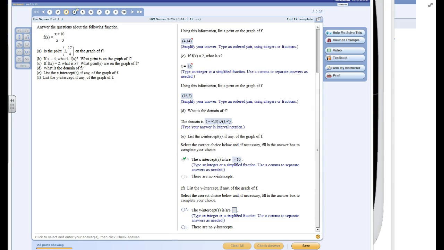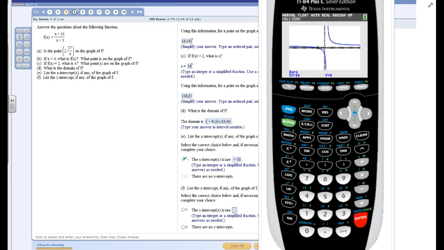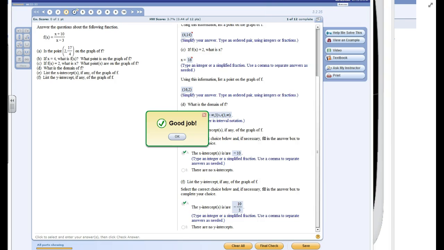And then the last question is list the y-intercepts, if any. Again, this can be done algebraically, but the easiest way to find a y-intercept is to let x be 0. So I hit trace, 0, enter, and I get negative 3 1/3. Reading the directions, you have to type in a fraction, so I'll choose negative 10/3, which looks correct. And that looks like it finishes out that problem.